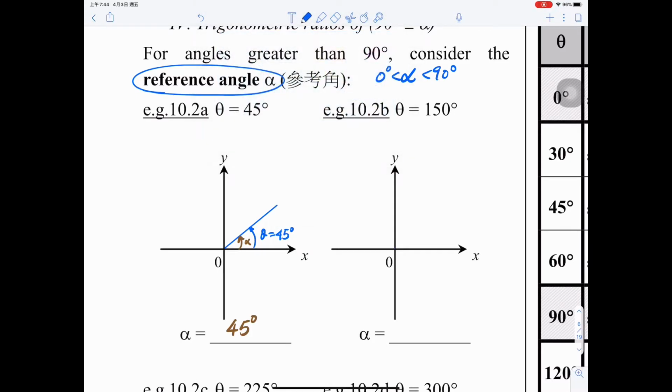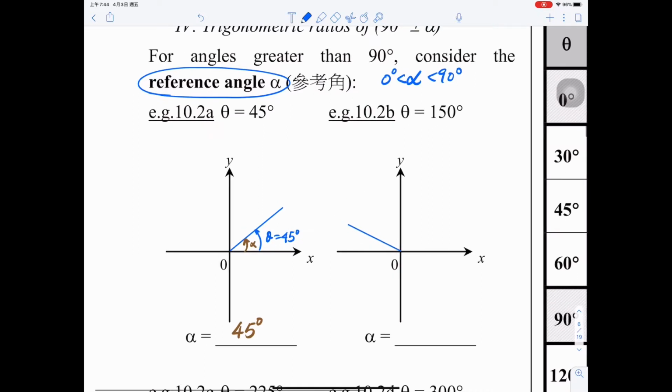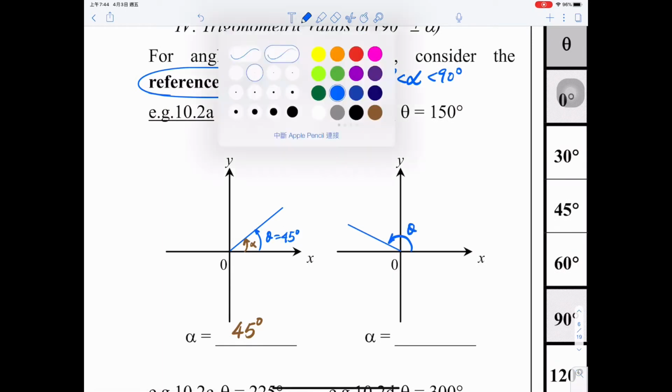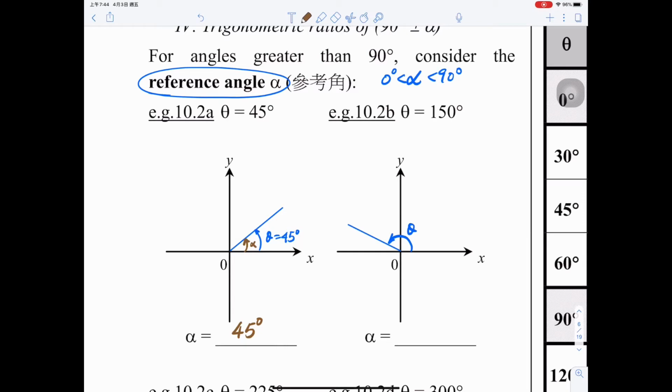If theta now is 150 degrees, then where is alpha? Remember, when you want to find alpha, have a look at the x-axis. What is the size of alpha? This one. Start from the x-axis to the terminal side. So this one is alpha, and it is 30 degrees. Because this one is 150, alpha is 30 degrees.